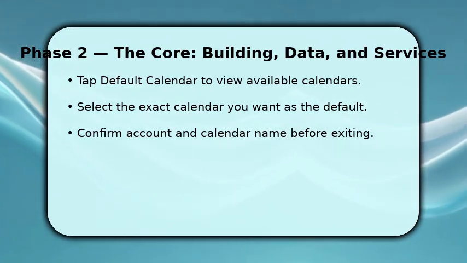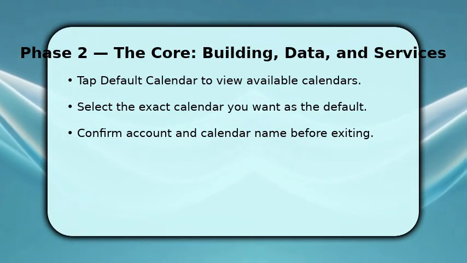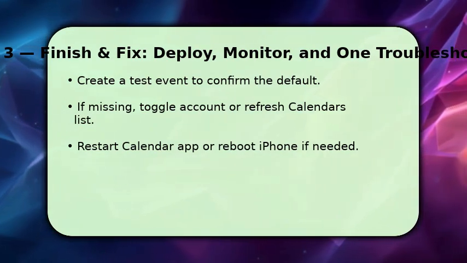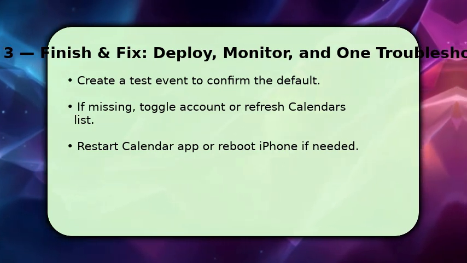After selection, exit Settings and create a quick test event to verify the change. Finish by creating a brief test event to confirm the default calendar is active. Open Calendar and add a 1-minute event, then check which calendar it used.